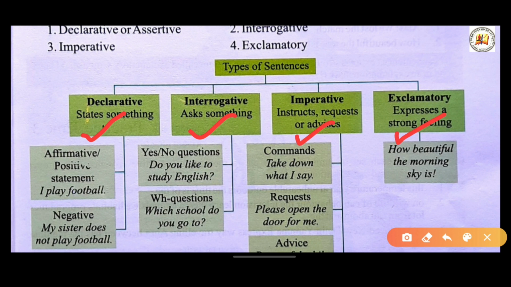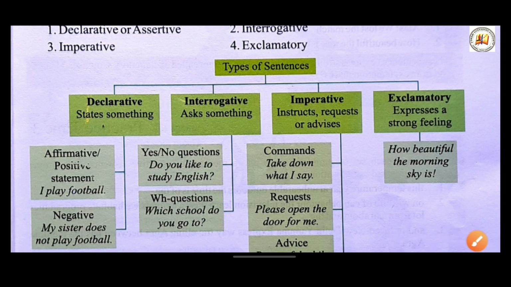How do we understand what kind of sentence it is? A declarative sentence means whenever we are saying anything directly. When we state something, that is called a declarative sentence. The interrogative sentence is very simple. Whenever we are asking any question, that is called an interrogative sentence. At the end of the sentence there is a question mark, so we can find out that it is an interrogative sentence.